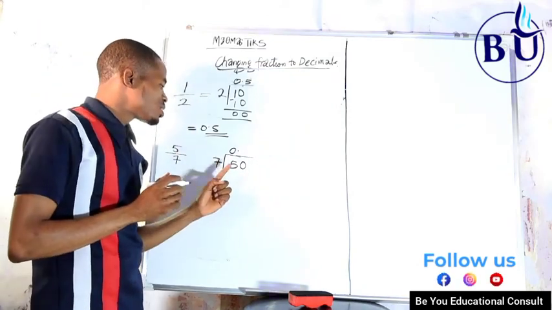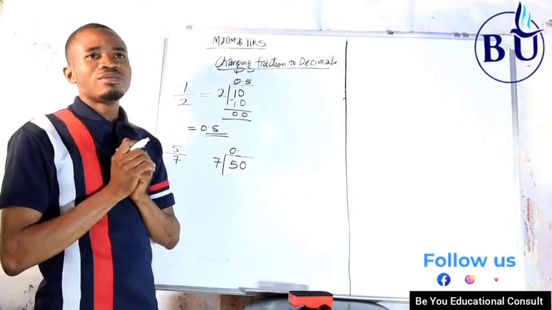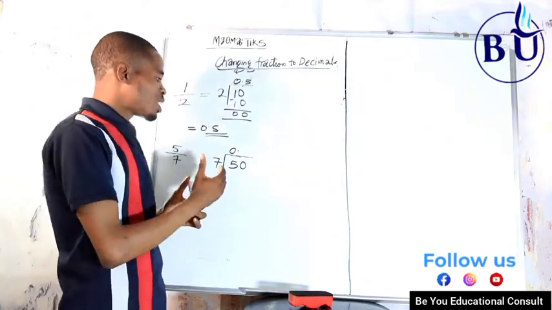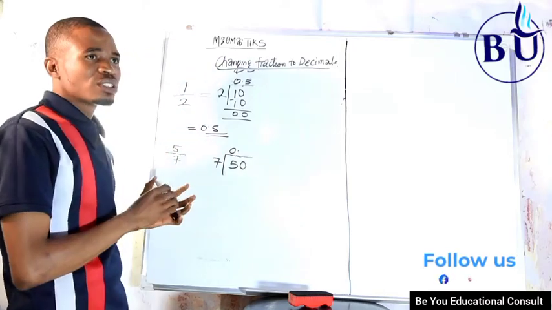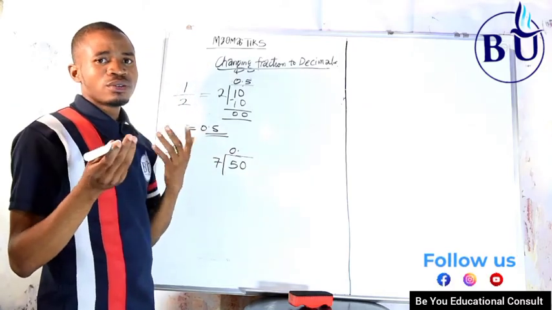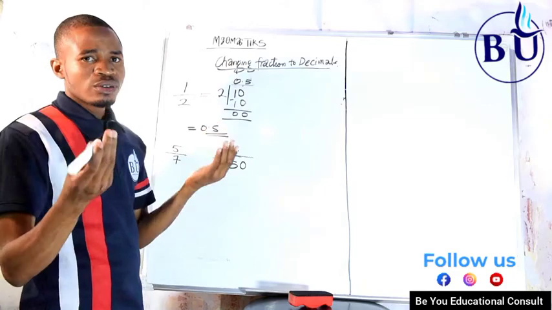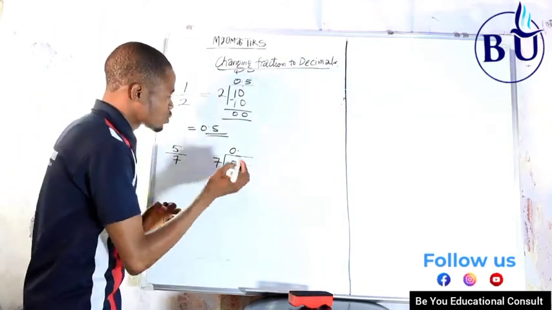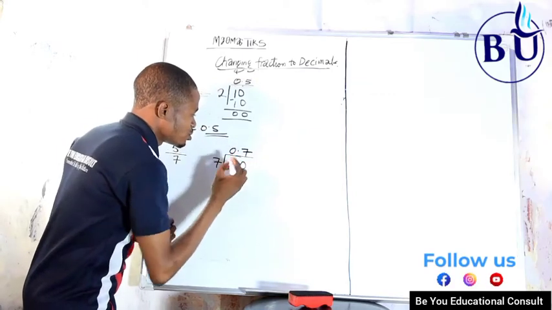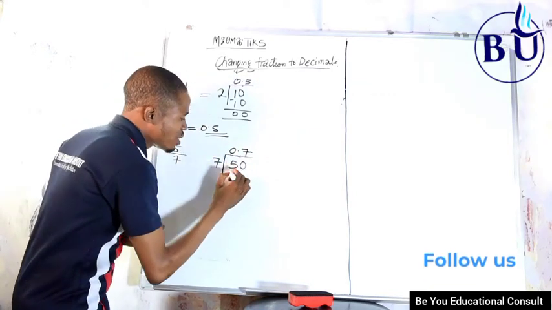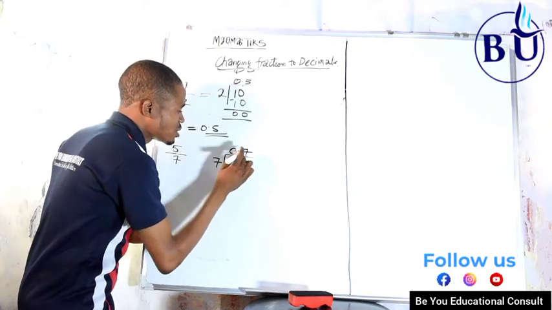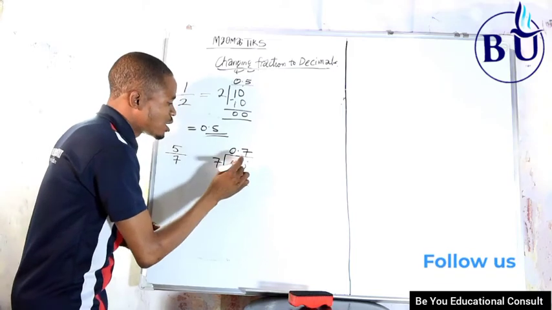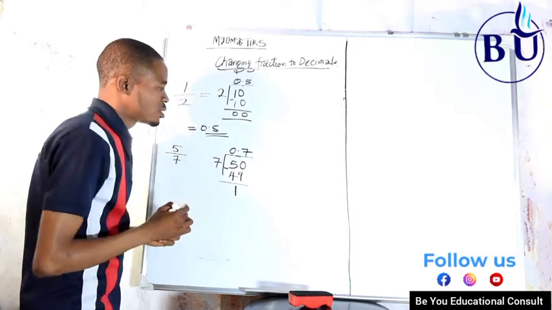So 50 divided by 7. It cannot divide appropriately, but we look for the closest number near 50 that 7 can divide. 7 times 7 is 49. So we write 7 here, because 7 times 7 gives us 49. Are you getting it? Let's now find the remainder. 50 minus 49 will give us 1.